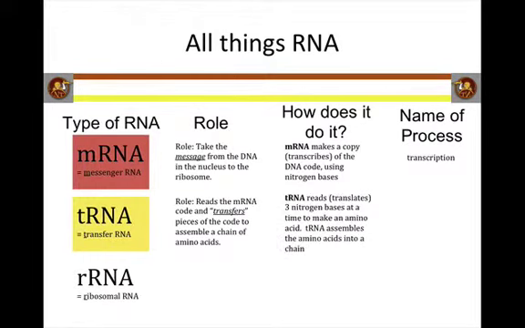Okay, how does it do it? It reads or translates 3 nitrogen bases at a time to make an amino acid. Now we know that's called a codon, and we're going to get to that in a few slides to write down that vocabulary word. tRNA assembles the amino acids into a chain. The name of that process is translation. Okay. Lastly, we'll move to rRNA.